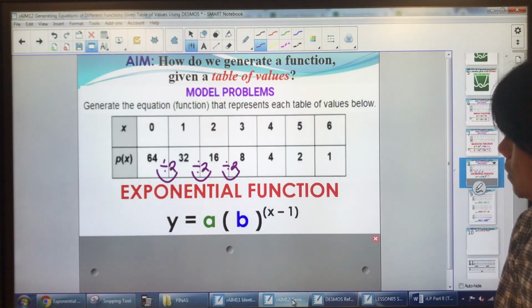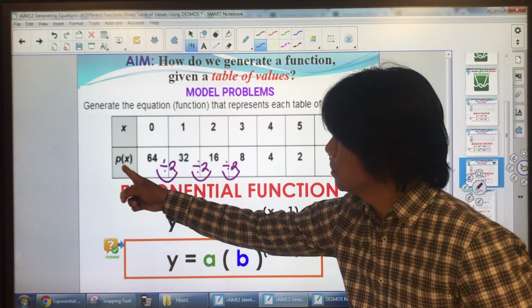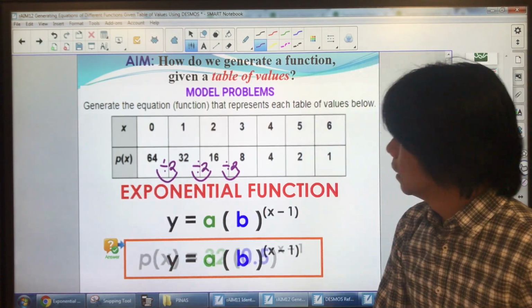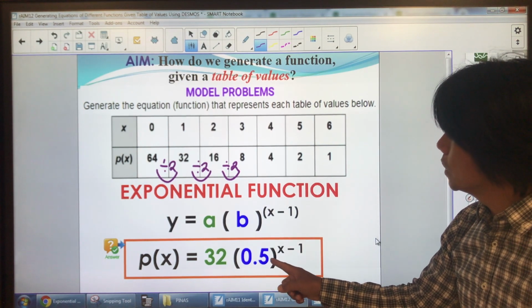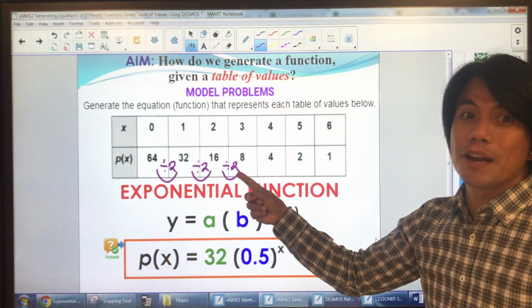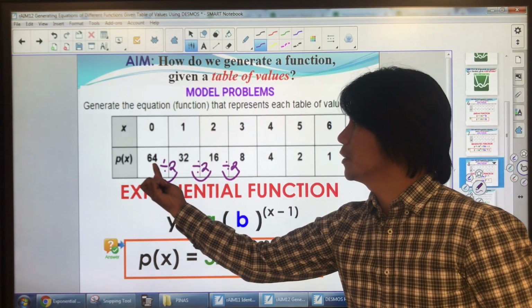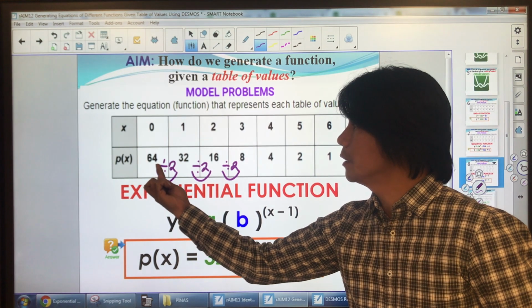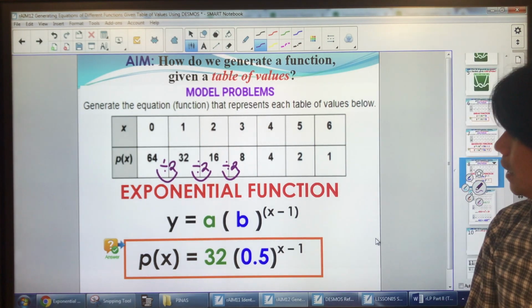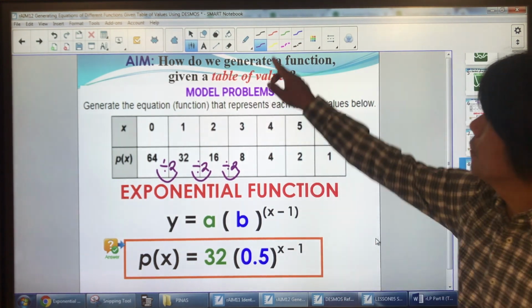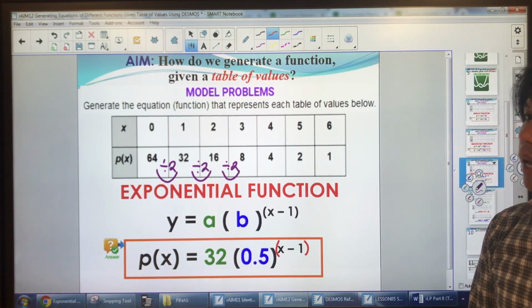And then let's go to our slide. Now, again, that's P of x. a is 32, b is 0.5, which is also dividing by 2, right? Half. If you get half of 64 or multiply this by 0.5, you will get 32. Got it? And that's the equation. If you want, you can put parentheses around the exponent x minus 1.